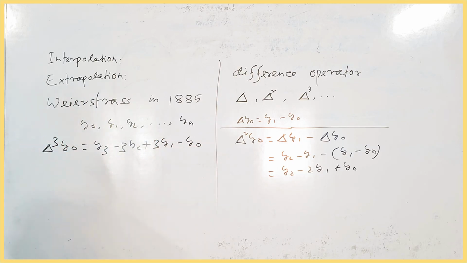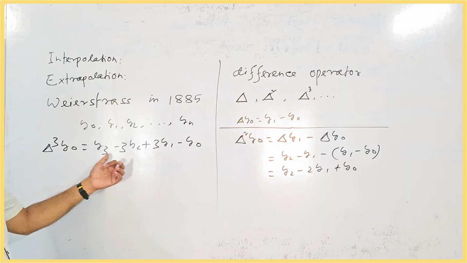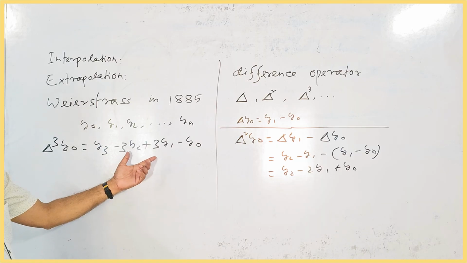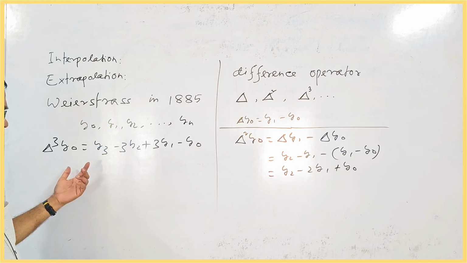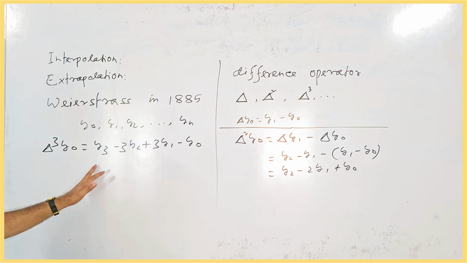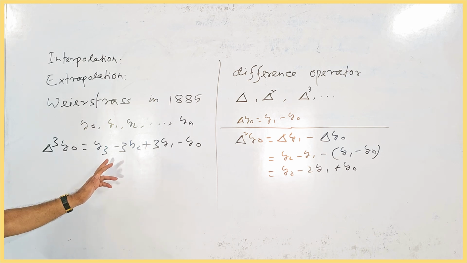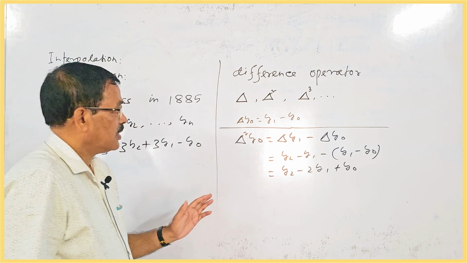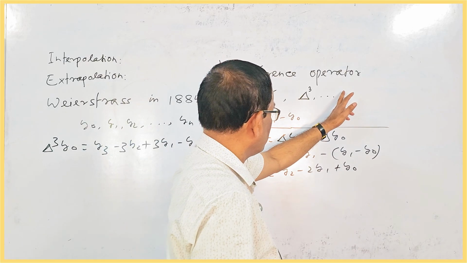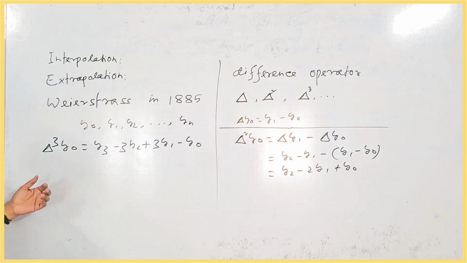Again, these are placed in symmetry. You see the coefficient of y3 is 1, y0 is 1, and the middle terms are 3. And these are actually the binomial coefficients of expansion. In a binomial expansion, the coefficients are placed in symmetry. So this is in the same way. Immediately I can write similarly delta to the power 4 y0, and the coefficients will be as those of the binomial expansion.